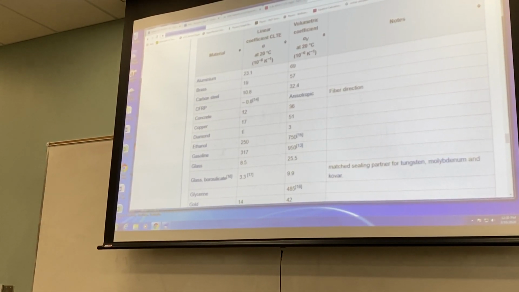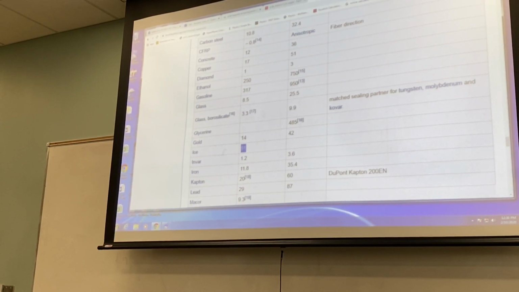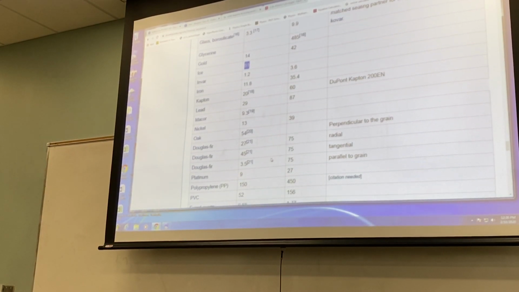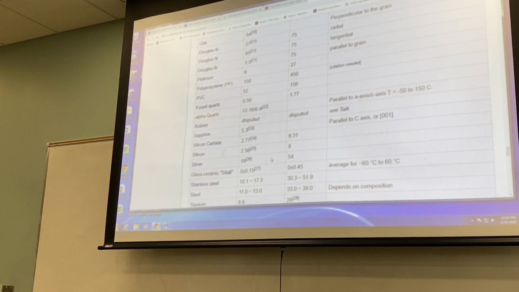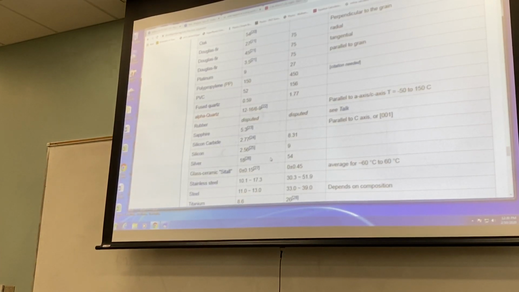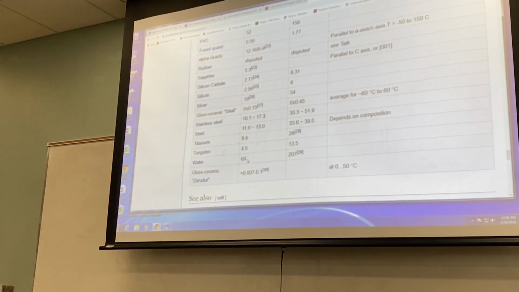Carbon doesn't expand much, and diamond doesn't expand much because it's a very hard material. Ice, 51. You can see all the materials that are there: platinum, PVC, fused quartz, rubber, sapphire, silicon, silver, stainless steel. Stainless steel has a range of values. Titanium. Water is 69 and 207.